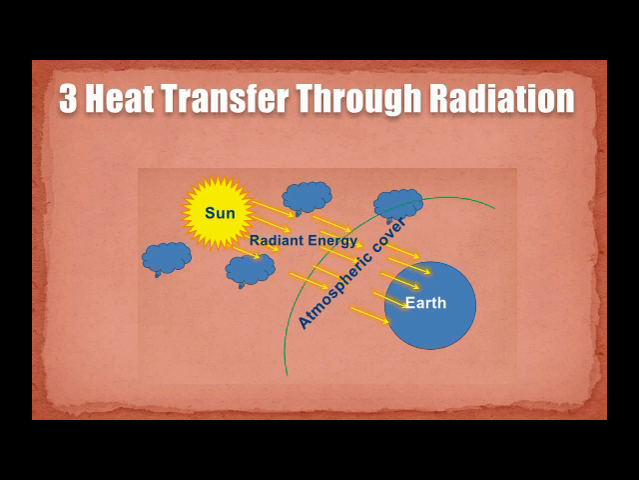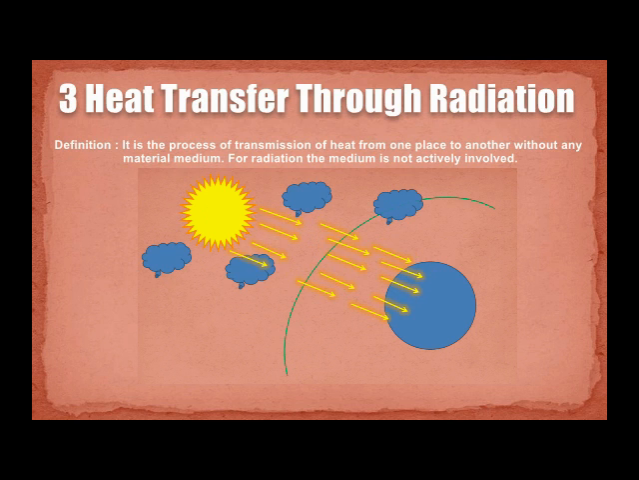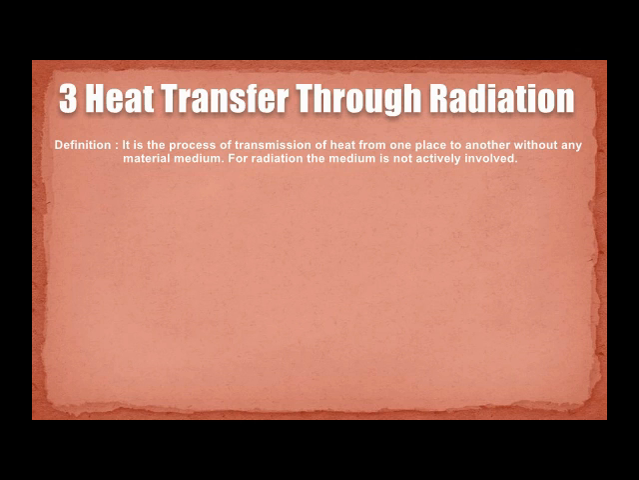So, to define thermal radiation, it is the process of transmission of heat from one place to another without an actual material medium. And as I said, for conduction and convection, that medium is actively involved. Here the medium is not actively involved. Example: we just now saw the energy radiated by the sun on the earth without any material medium. So that is something about radiation, which does not require a material medium.